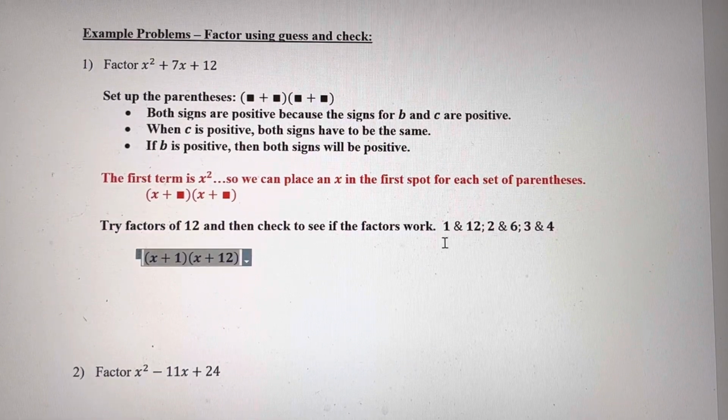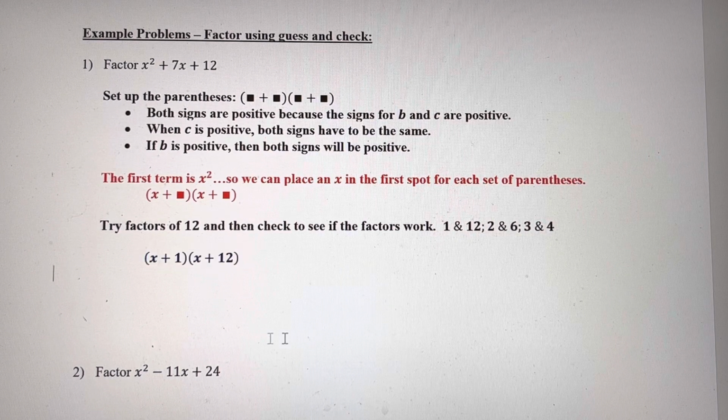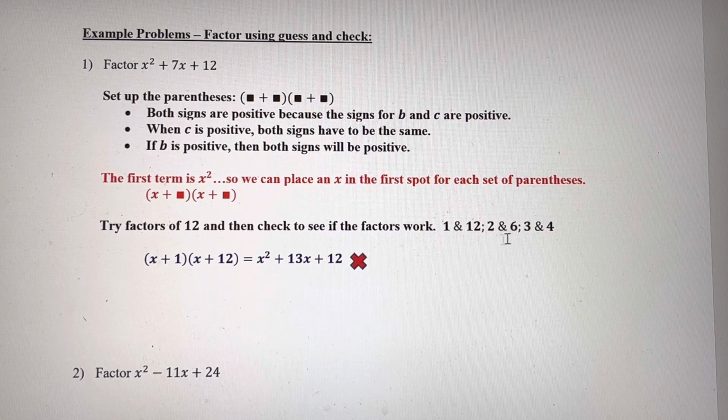So let's start with x plus 1 and x plus 12. So when I multiply this out, I get x squared plus 13x plus 12. Well, that doesn't match what I started with. So that one's going to be wrong. Okay, let's move on to the next pair.